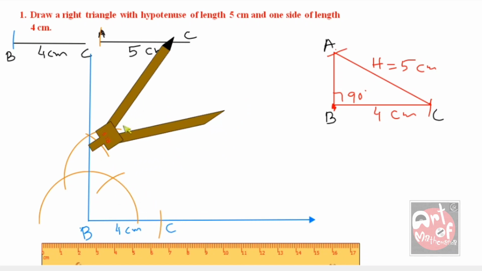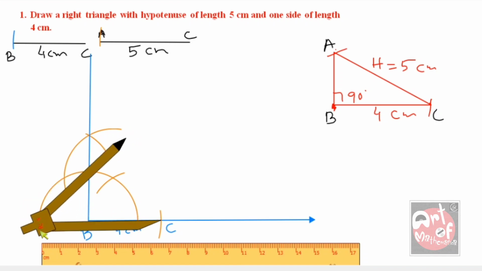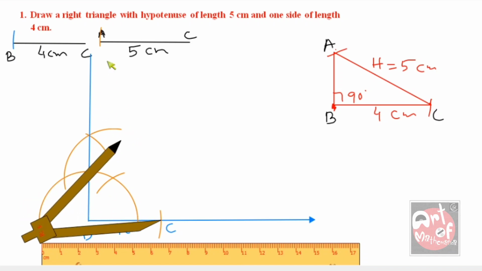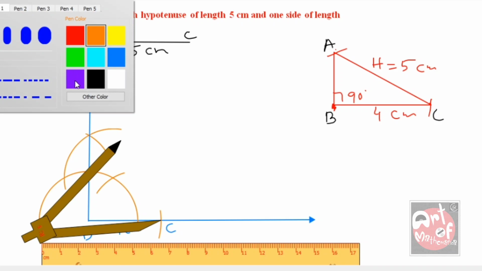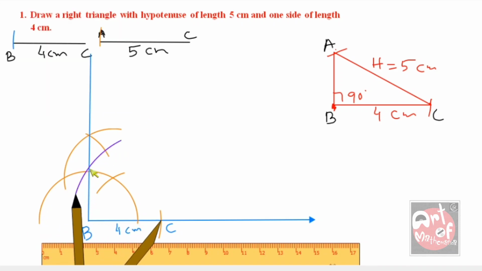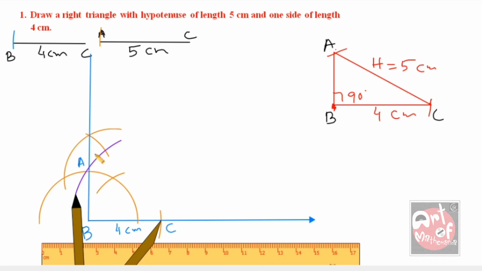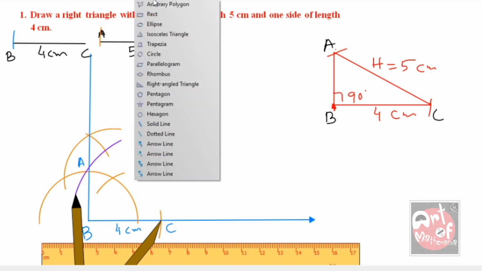Now from the point C, cut the arc which intersects this line. Let me change the color. This line. Okay. So here it is. So this is the point. Can you see that? This should be A, because this length is what? 5 centimeter. So here A. That I am going to write A and join A and C. Then you will get the required triangle.